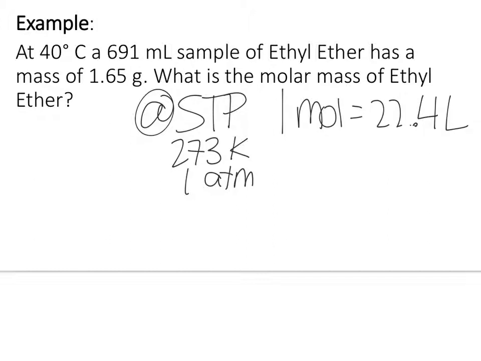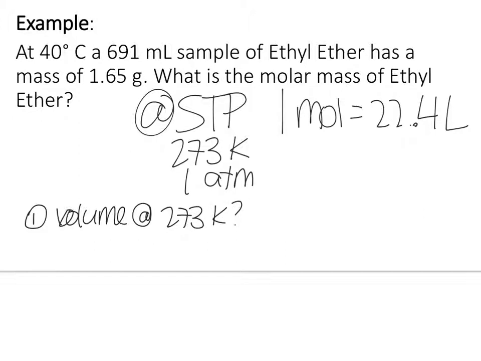Okay, we're not at 273 Kelvin, and there's no mention of pressure. However, we learned what are called gas laws. We're able to say, hey, if we have this volume at this temperature, what would it be if we change our temperature? So, step 1 is we're going to get what is our volume at 273 Kelvin. Okay, so we've got our current temperature and our current volume. So we're saying, what if we change our temperature to that? What's our new volume?